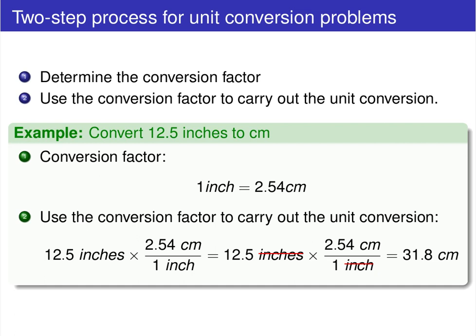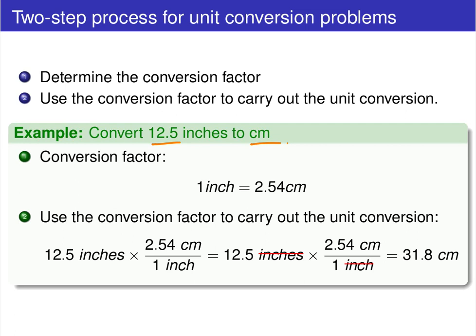So the process for converting between units then comes down to essentially a two-step process. You need to determine the conversion factors, and the relevant conversion factors will, of course, depend on the problem at hand. And then you simply use those conversion factors to carry out the desired unit conversion. So the first one here will start with the conversion between inches to centimeters. So we're told that we're starting off with 12.5 inches, and we need to get that over to centimeters.